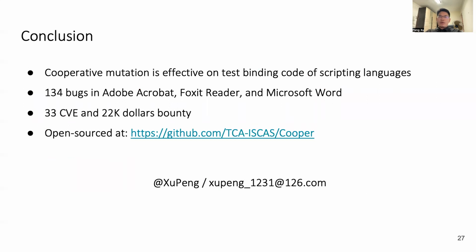In conclusion, we propose cooperative mutation to test the binding code of scripting languages. And our system, Cooper, found 134 bugs in Adobe Acrobat, FoxReader, and Microsoft Word, and received 33 CVE numbers and $22,000 bounty. And Cooper is now open source at this website.